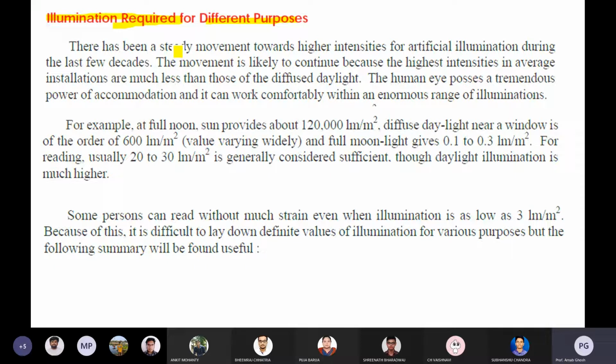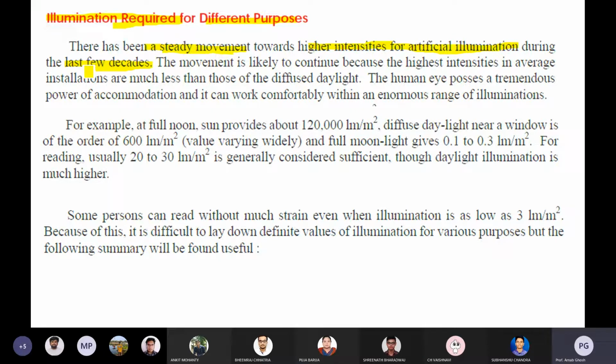So where we can see the steady movement towards the higher intensities of artificial illumination during the last few decades. Based on the intensity, for an OT, an operation theater, the light, for point objects, the intensity is definitely more than your domestic lighting. So based on the purpose we change the intensity, where higher intensities are required, or lower intensities, or average intensities.